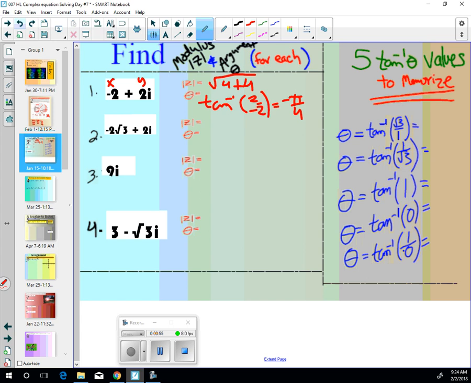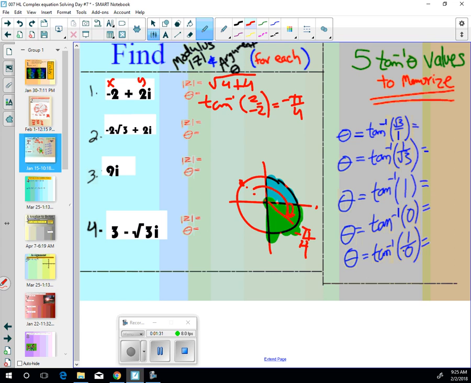Rats. We got it wrong because on the circle, if you do this arc tangent, you're either going to get in quadrant 1 or quadrant 4. If you're in quadrant 4, but you want to be in quadrant 2, this is what I got, negative pi over 4. But I want to be over here in quadrant 2, back 2, up 2. This is the one I want.